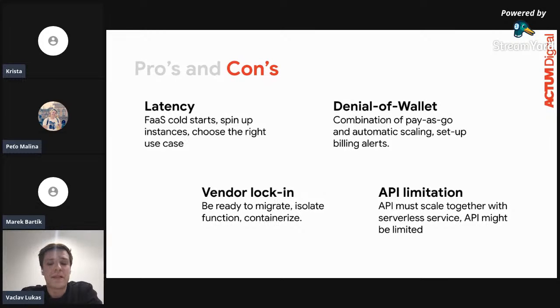And again, last but not least, you might not be limited by the scaling of the service on your side because it scales automatically, but there might be a limitation on the other side where you need to communicate with an API or something, and it cannot scale just as much as your serverless service can. So again, it's just a heads up to pay attention to the whole environment where the serverless lies.